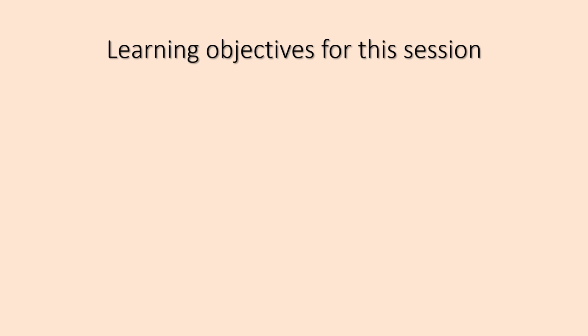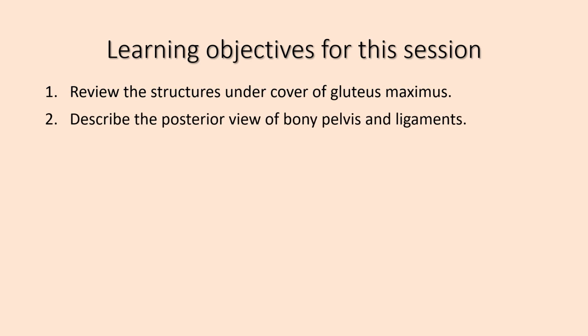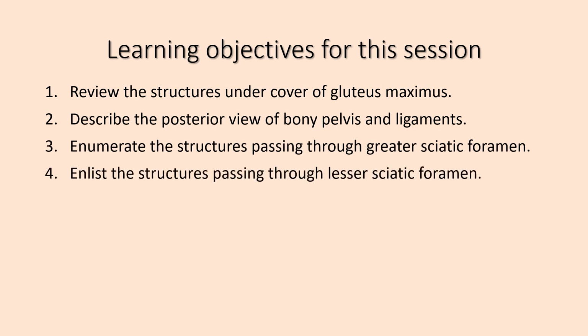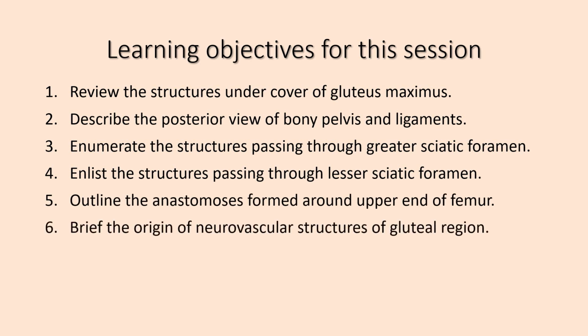These are the learning objectives for this session: reviewing the structures under cover of gluteus maximus, describing the posterior view of the bony pelvis and ligaments, enumerating the structures passing through the greater sciatic foramen and lesser sciatic foramen, outlining the anastomosis formed around the upper end of the femur, briefing the origin of neurovascular structures of the gluteal region, and explaining a few related applied anatomical aspects.